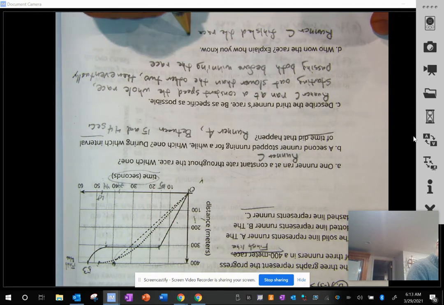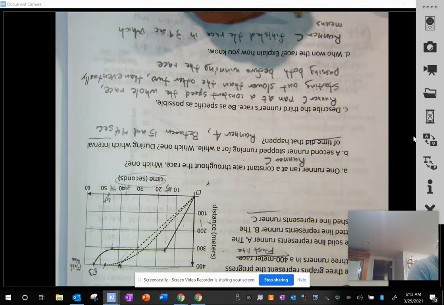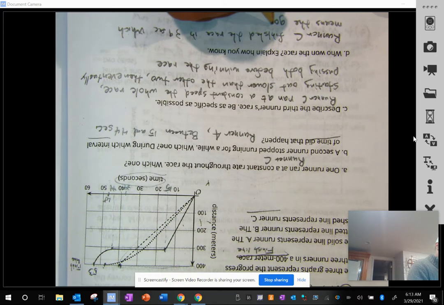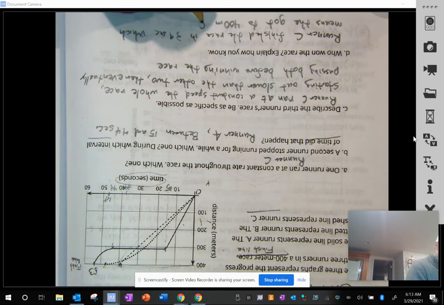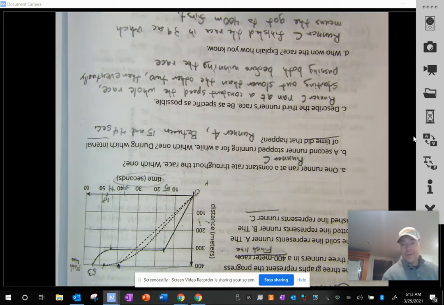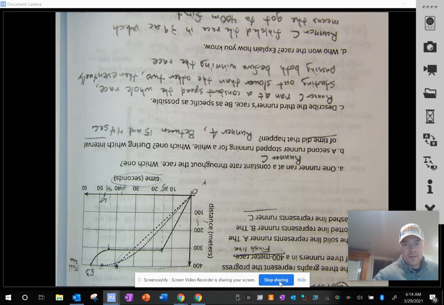Okay, runner C finished the race in 39 seconds, which means they got to the top first. They got to 400 meters first. Okay, that's pretty much the gist of this one. If you have any questions, please let your teacher know.